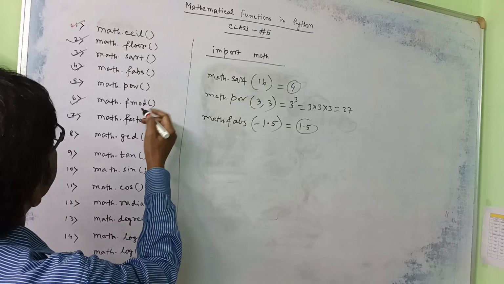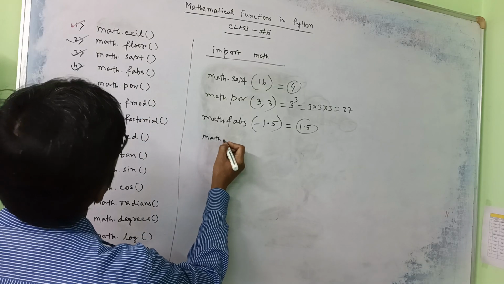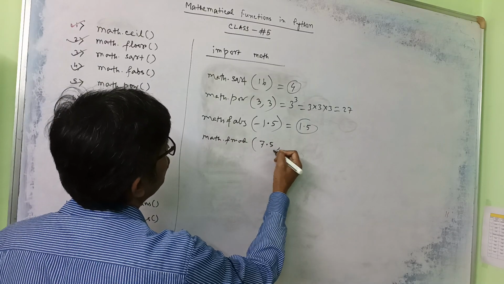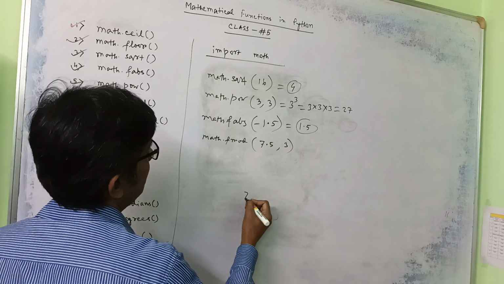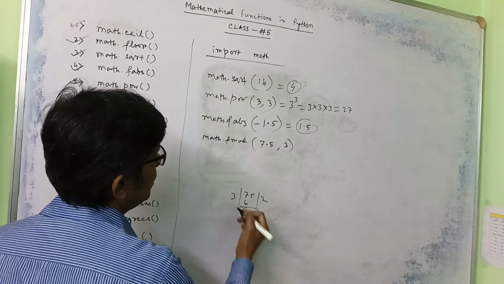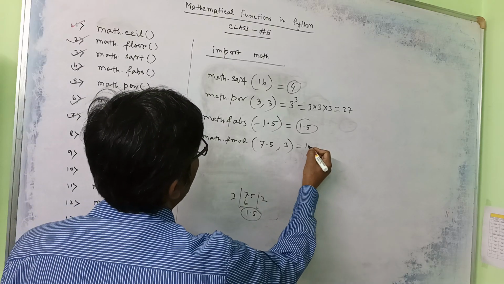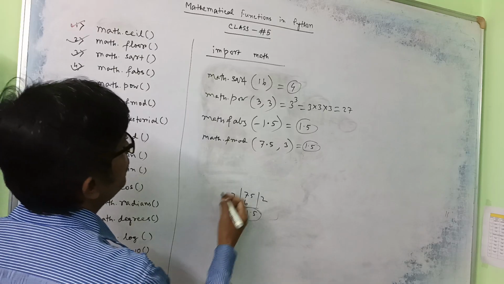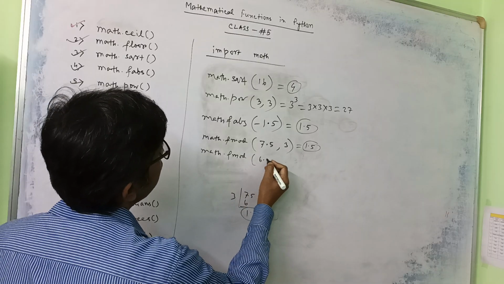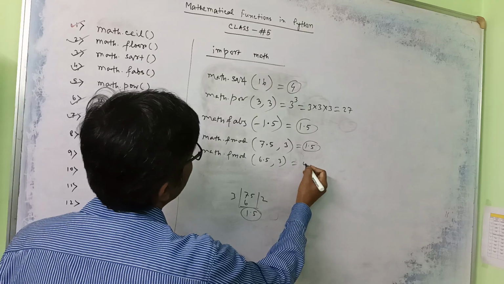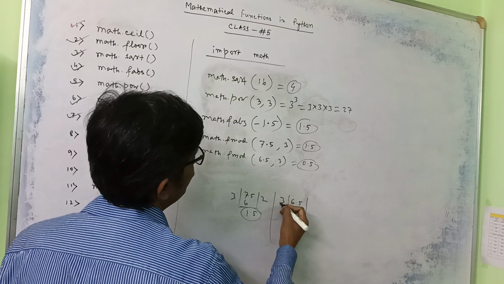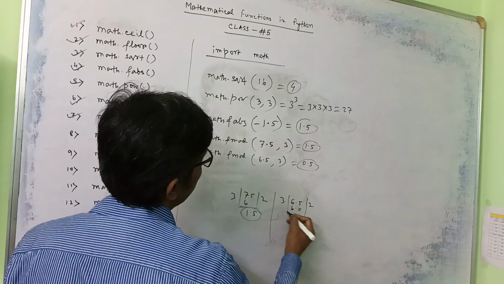So pow, abs, fmod. Math.fmod, how do you deal with this? Suppose 7.5 comma 3, what will happen? If you divide 7.5 by 3, 3 twos are 6, what is the remainder actually? 1.5. This result you will get, 1.5. If you take some other value, math.fmod 6.5 comma 3, the value will come 0.5. Exactly, we can understand that we are dividing 6.5 by 3, 3 twos are 6, okay, so the value is coming what?